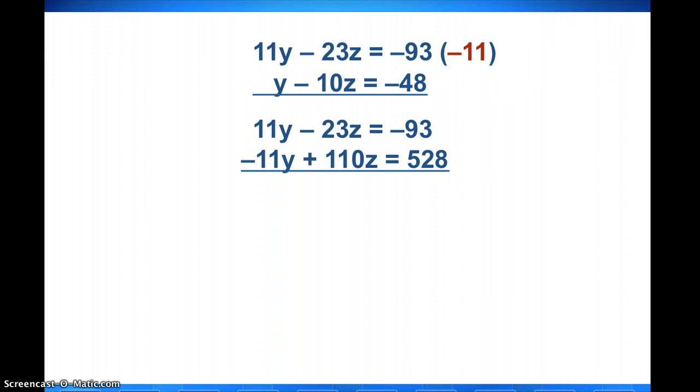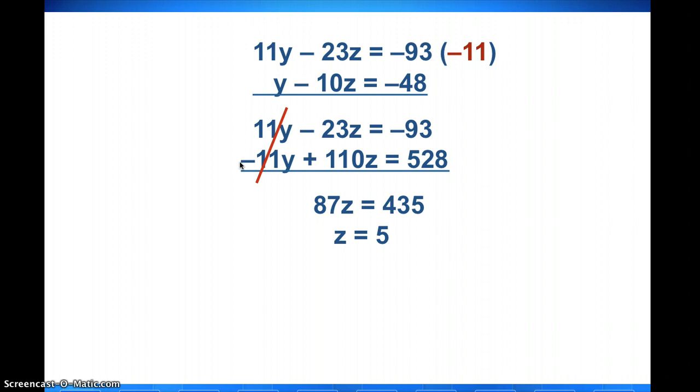Okay, sorry, the negative 11 should be written down here. So then this negative 11 is multiplied to the second equation. That's why you have negative 11y plus 110z equals 528. Okay, so then add these two equations. You will get 87z equals 435, and then we're going to divide both sides by 87, and your z is equal to 5.